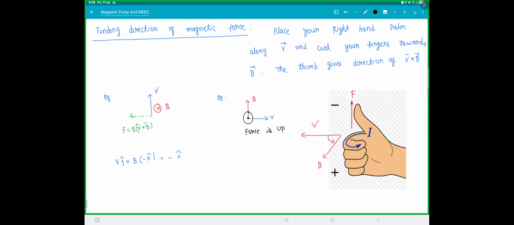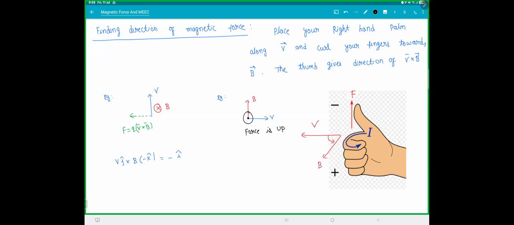Did you ever get confused sometimes when you're opening a screw: should I rotate this way or that way? Sometimes you rotate in one direction and it becomes tight. So this is where you use your right-hand thumb rule. If you want the screw to come out, the thumb should be out, which means you should rotate in this direction. The fingers should curl this way. Basically the thumb gives you the direction of the motion and the fingers give you the direction of the screw rotation. So here you're rotating from V towards B bar.